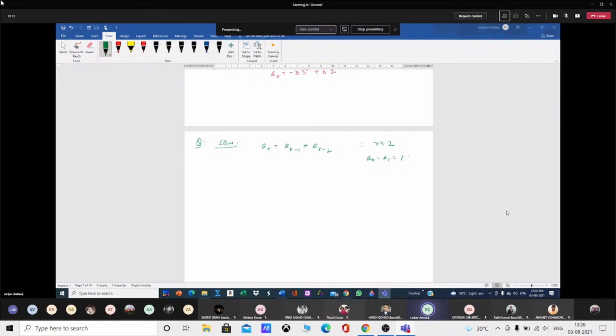Solve these two. How much is it? a_r is equal to how much? So a_r is equal to a1 into... Just a minute. You apply the initial condition also. Check this one. And r varies from 0.